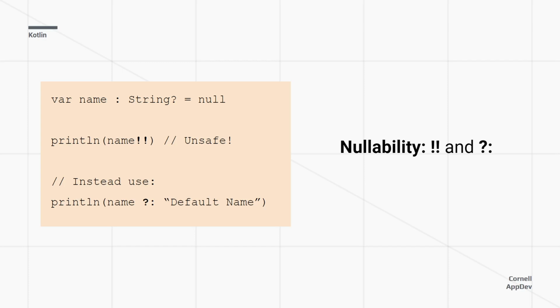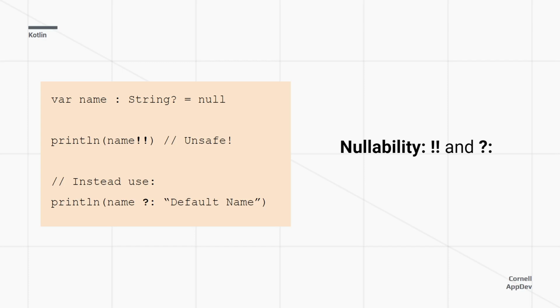The double exclamation point operator will try to extract the value from the variable. So if you write name exclamation point, that will take a nullable value name and try to coerce it into a non-null value. The thing about doing this is that if name is null, then this can throw null pointer exceptions, which eliminates the entire purpose of using non-nullable types to begin with.